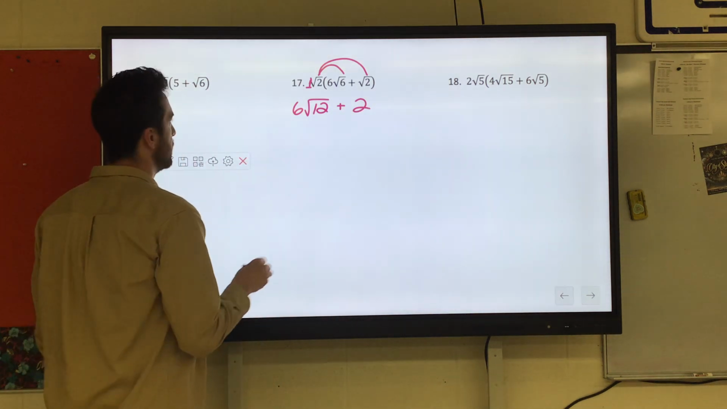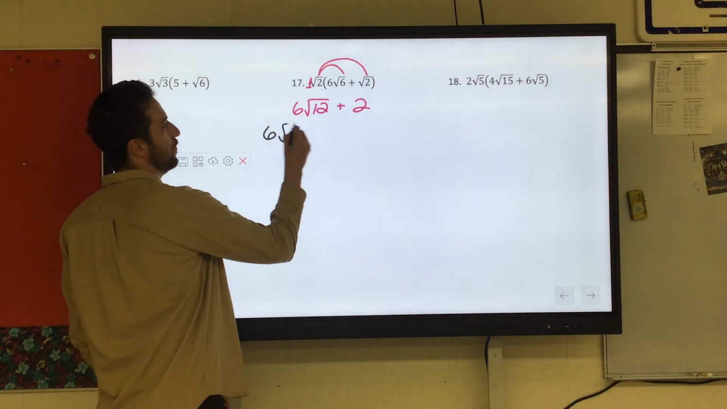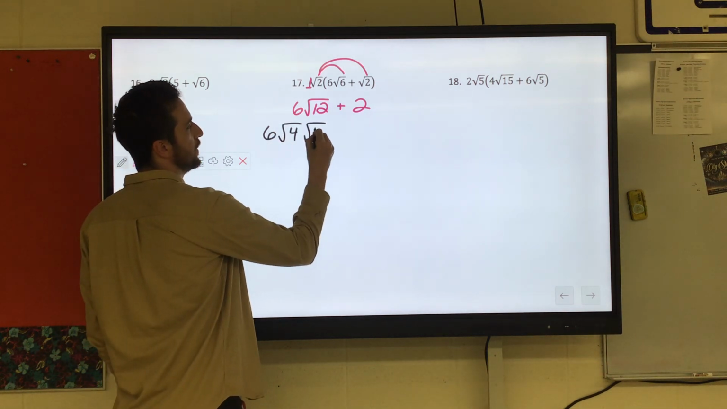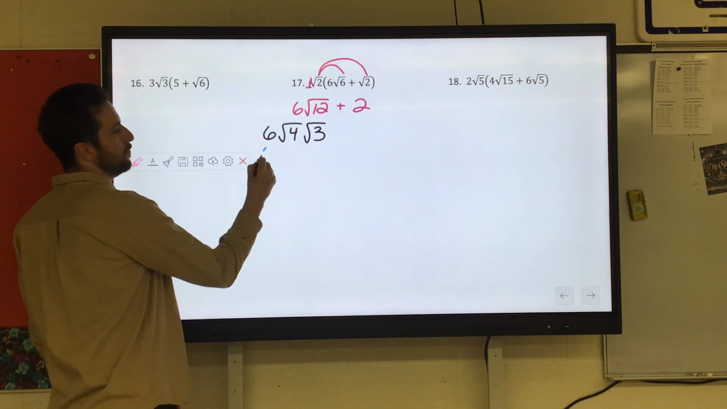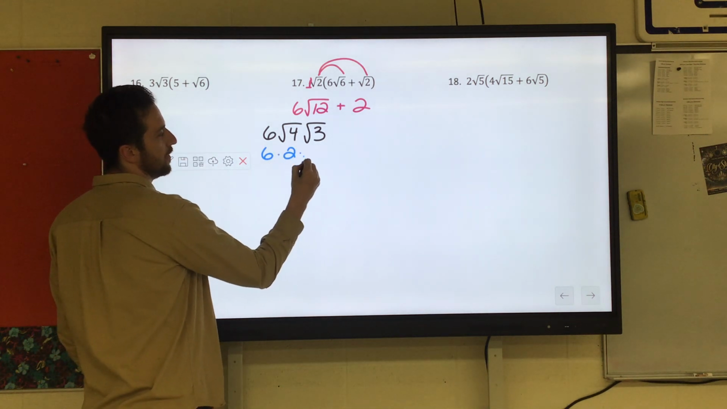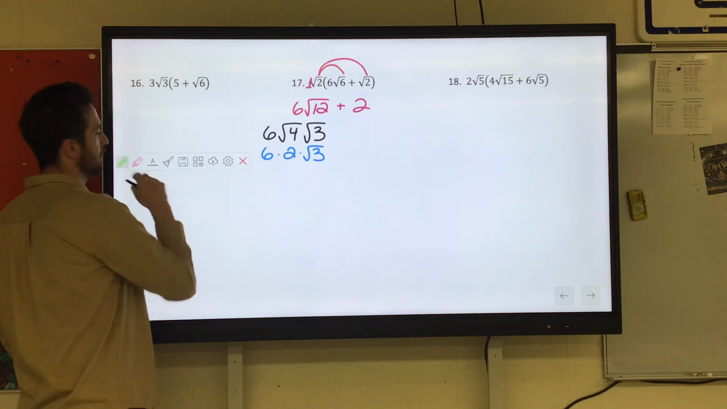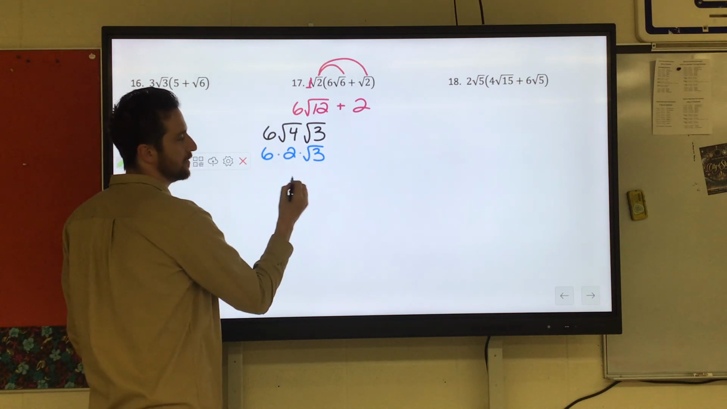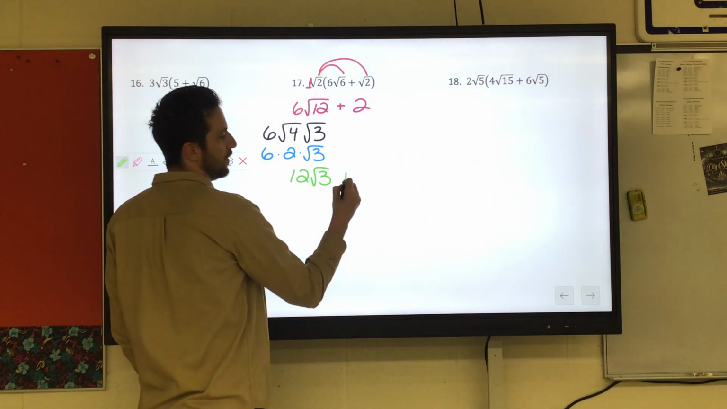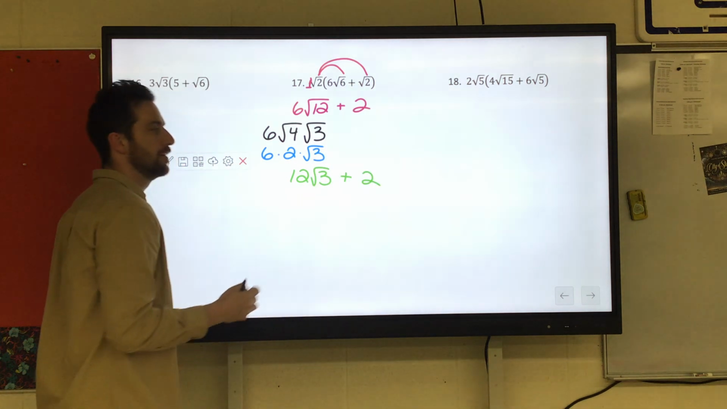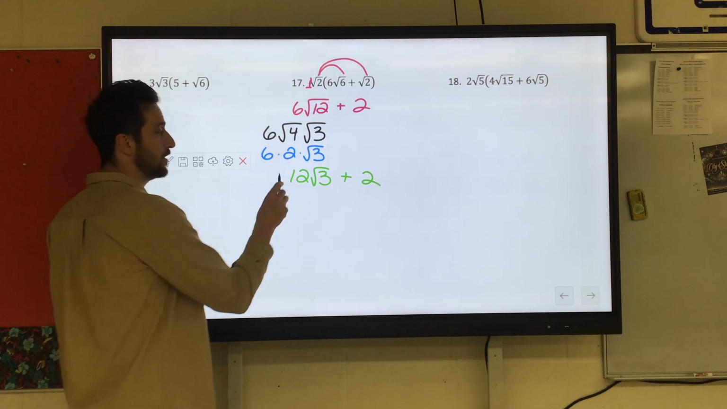So now we're going to break down our perfect squares. One that goes into 12 would be 4 times 3. 4 is a perfect square. The square root of 4 is 2, so we have 6 times 2 times root 3. If we just clean that up, 6 times 2 is 12. 12 root 3. We could bring down our plus 2. That's a great answer.